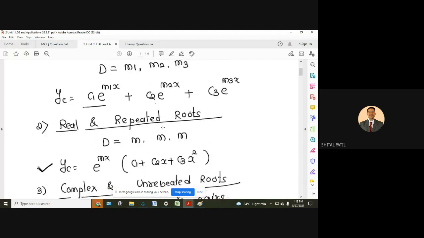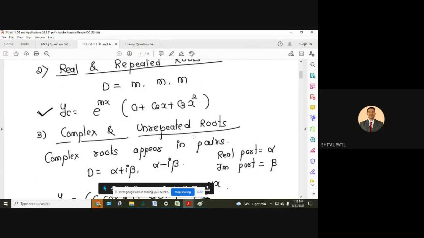Then real and repeated roots. Say m is repeated thrice, then y of c equals e raised to mx times (c1 plus c2x plus c3x square). Right.